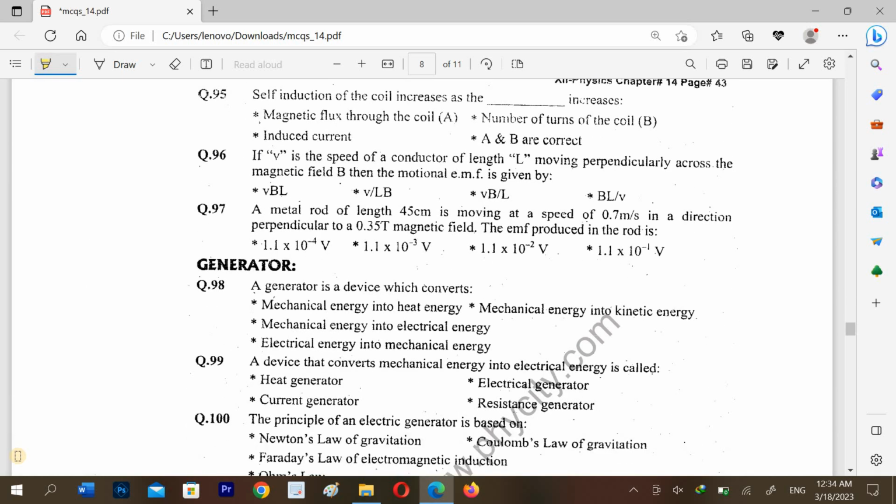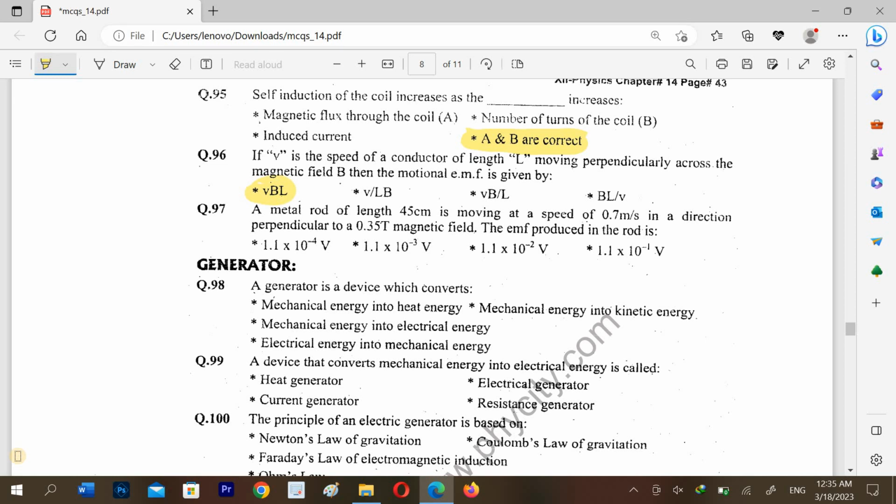Self-induction of the coil increases, the dash increases. A and B are correct. Okay. If v is the speed of a conductor of length l moving perpendicularly across the magnetic field B, then the motional EMF is given by Bvl.